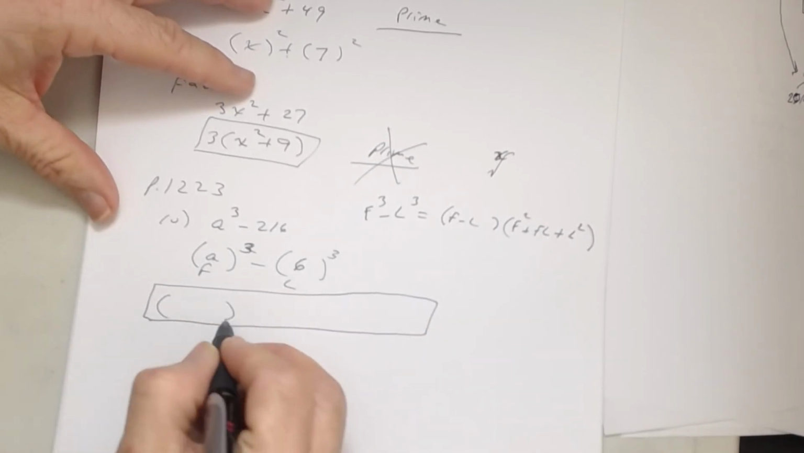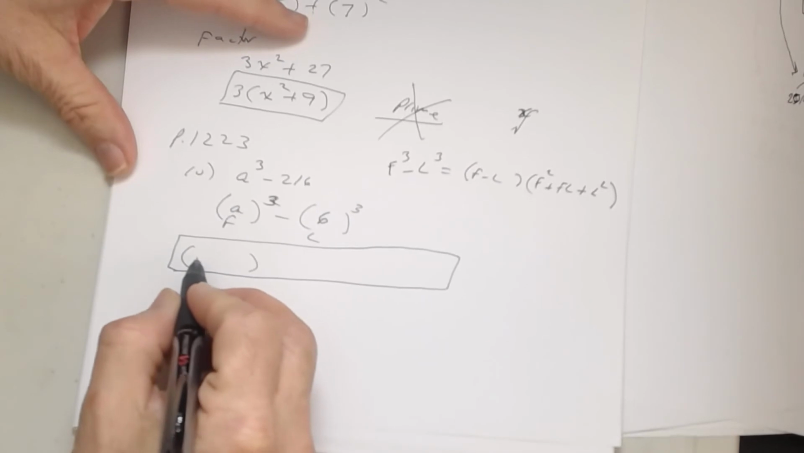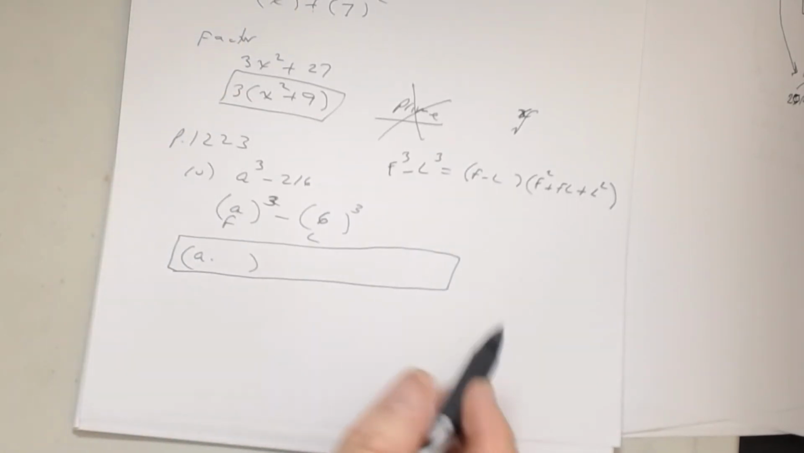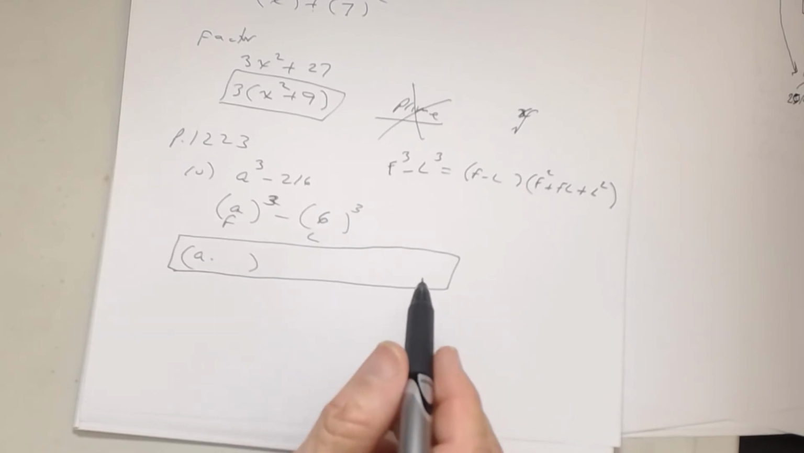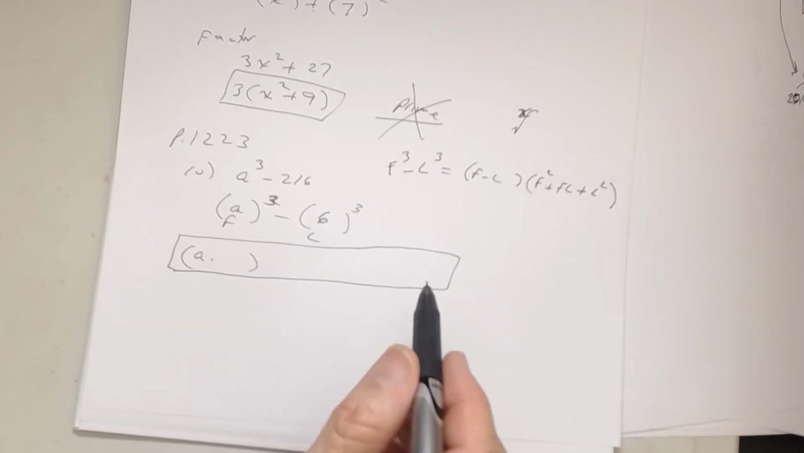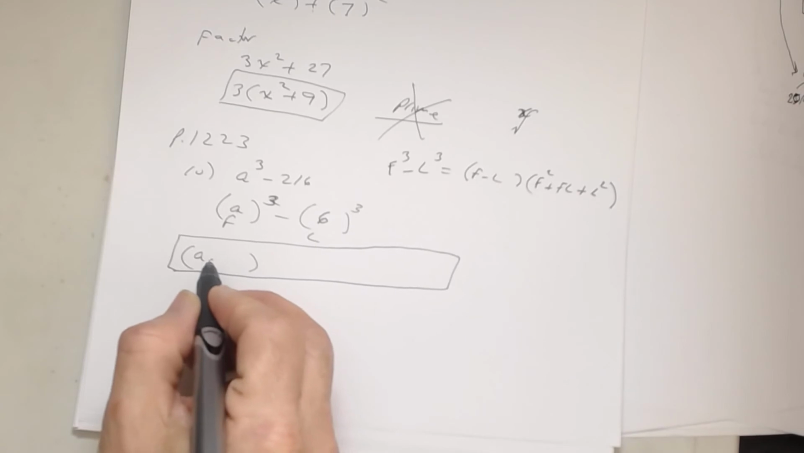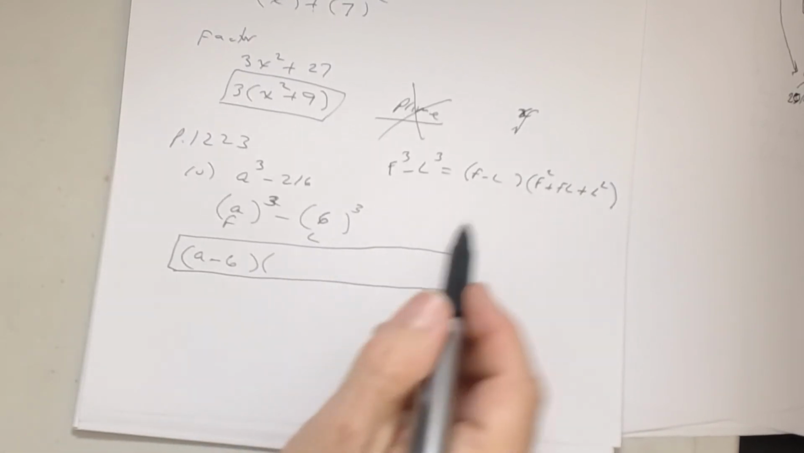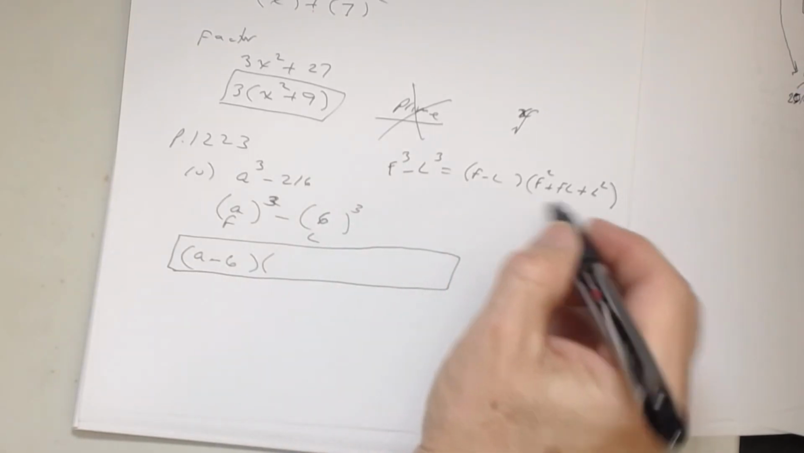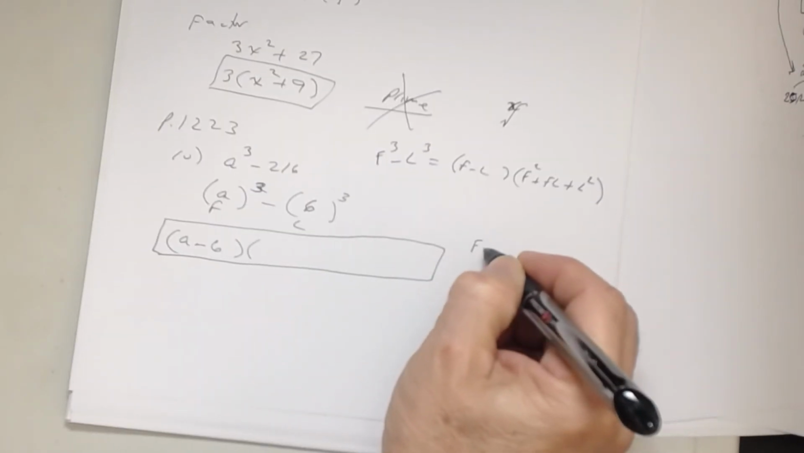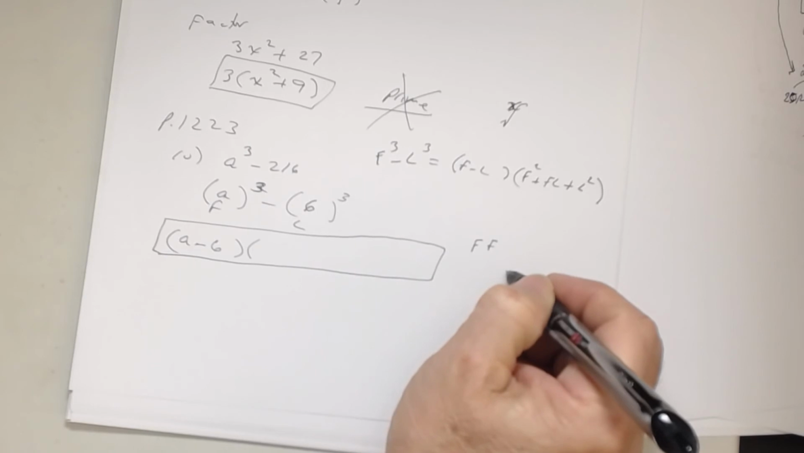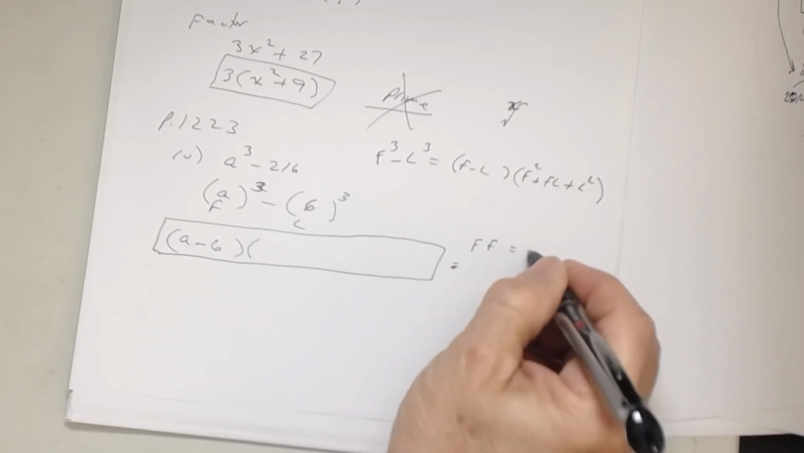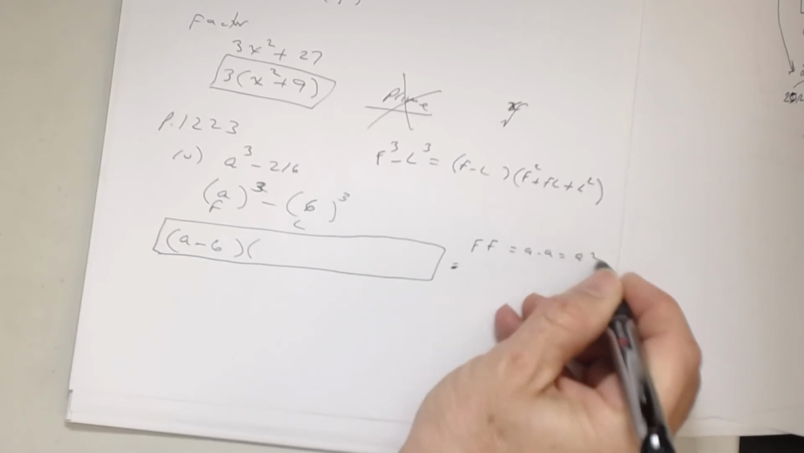The binomial, what's going to be my binomial? No. A is just F minus L. What's F? A. What's L? 6. So it's just what? A minus 6. Okay, times, and then the trinomial. So the trinomial part says I take F and I multiply by itself, right? The F squared. What's F in this case? A. So what's A times A? So that goes here.